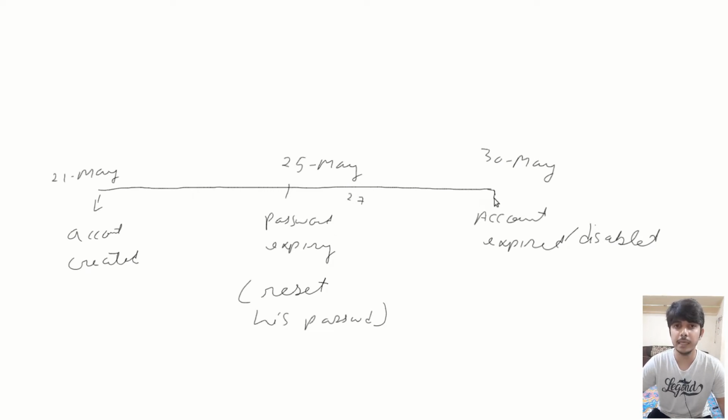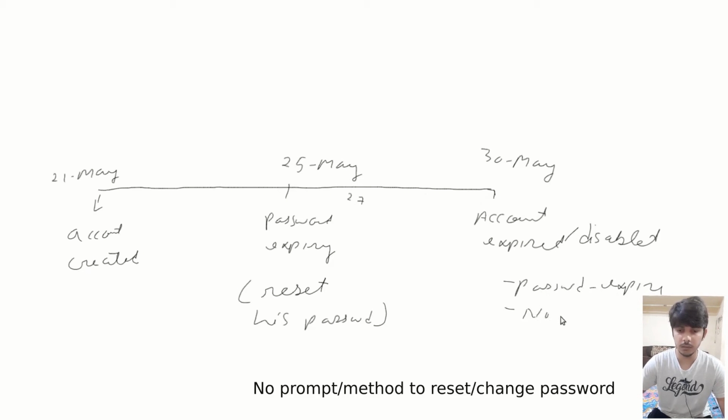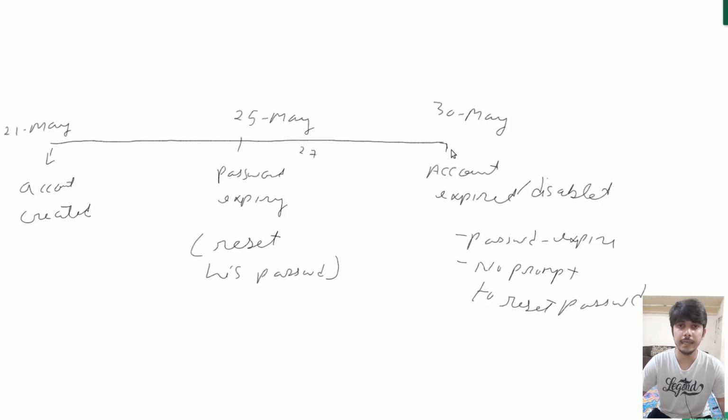Now account expiry means that the password will be expired, and also no prompt to reset the password. Okay, so once the account has been expired, that means there is no way for the user to log in to the system. How can he be able to log in to the system? If the system administrator changes this account expiry date, or creates an entirely new password for the user with a different expiry date. Okay, so this is the password expiry, this is the account expired, and this is the account created.